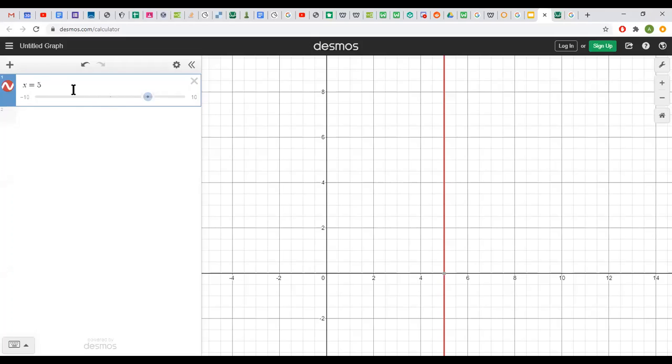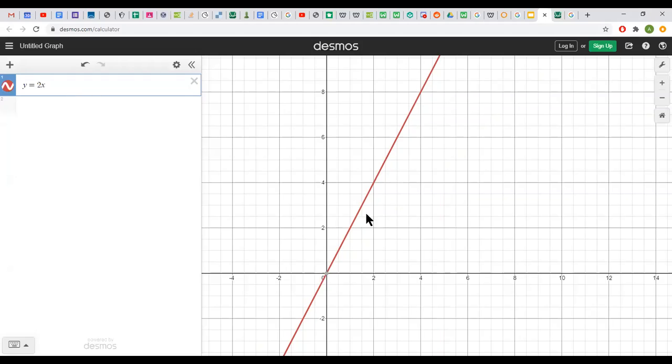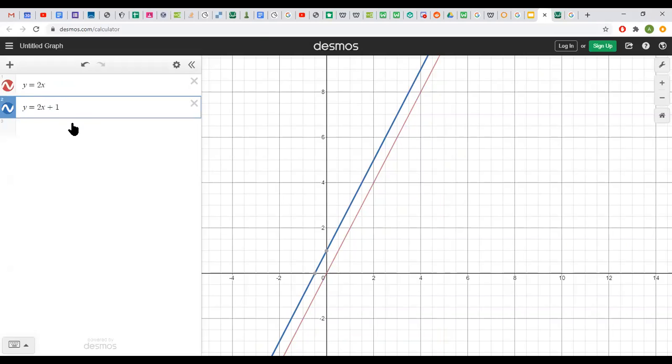Okay, so let's say, for example, we have y equals 2x. Let's actually change this equation. For example, let's add 1 to this equation, so we're going to add 1, and we can see how our graph changes.